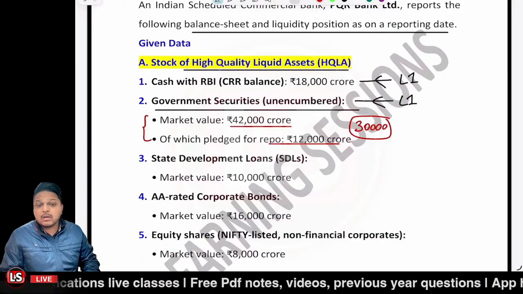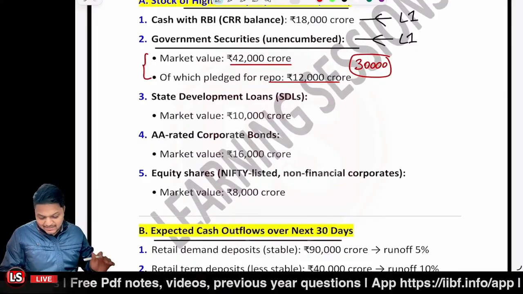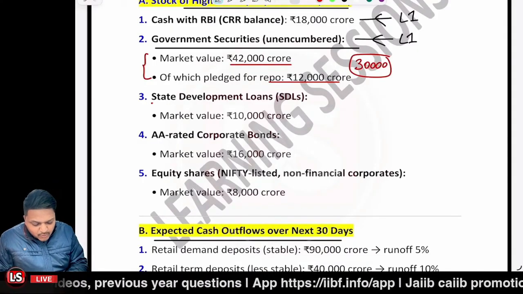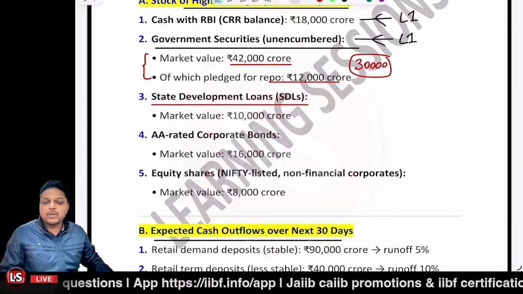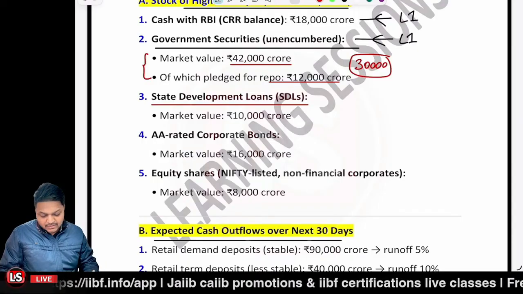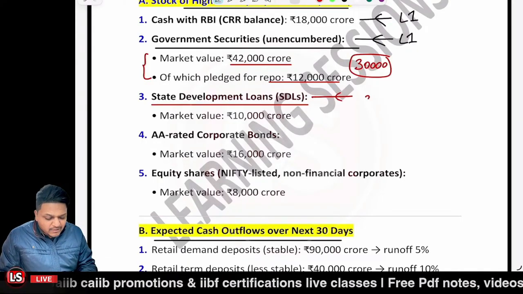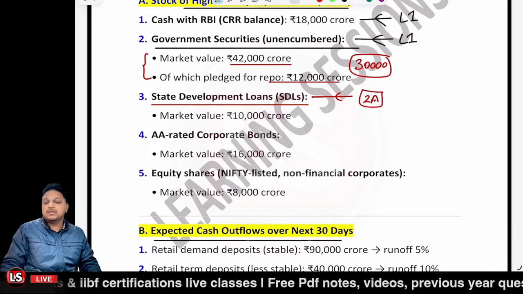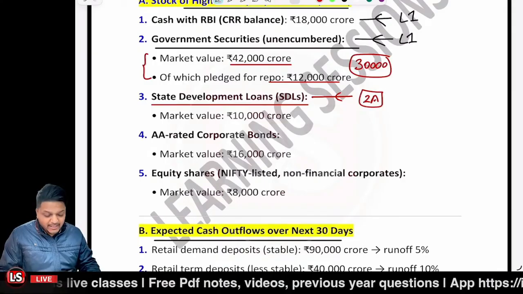And if we talk about the SDLs, that is state development loans, in that scenario, that is belonging to level 2A or level 2B. It is related to the level 2A assets. State development loans are related to the level 2A asset. This is the receivables that you are going to get from the state, right? And it's related to level 2A assets.